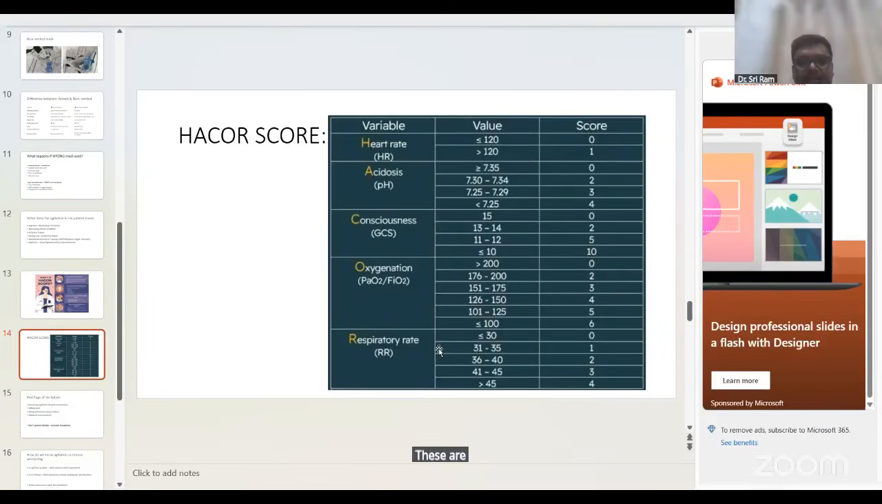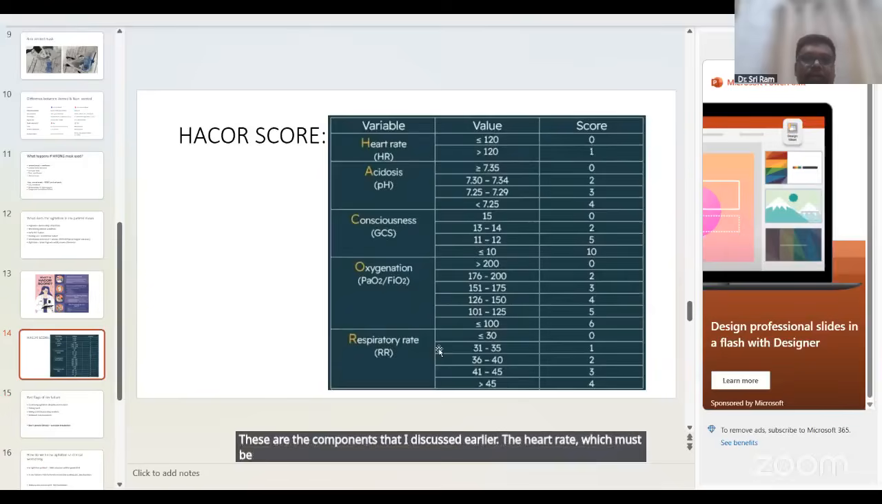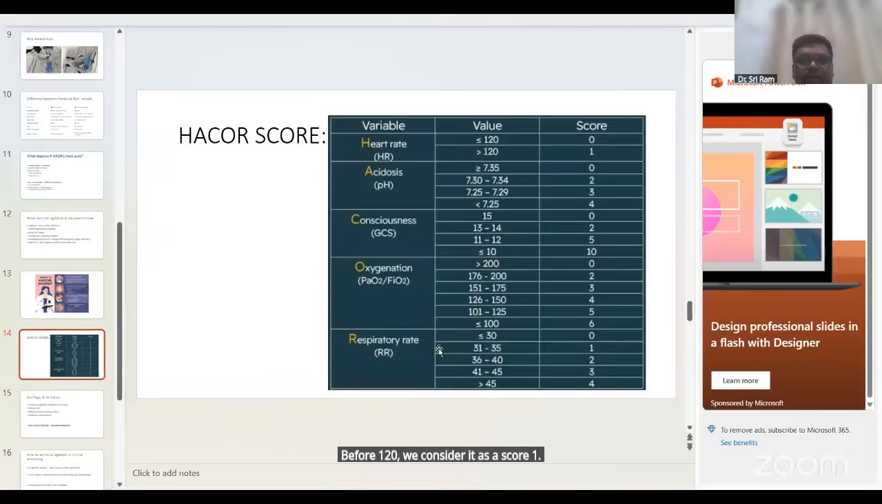These are the components that I discussed earlier. The heart rate must be below 120. Above 120, we consider it a score of 1. And acidosis is as follows: a pH less than 7.25 will have a score of 4, and greater than 7.35 will be 0. The in-between scores are 2 and 3.